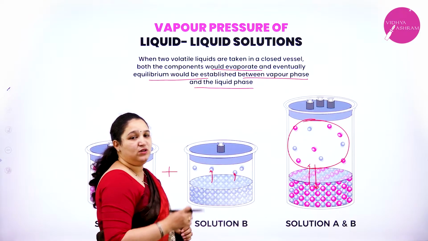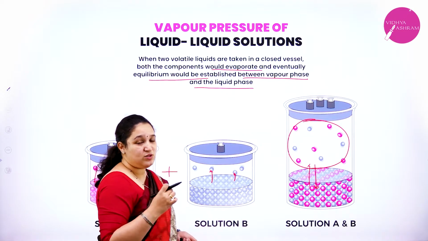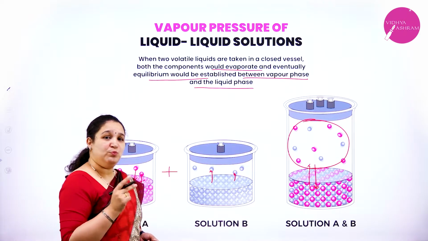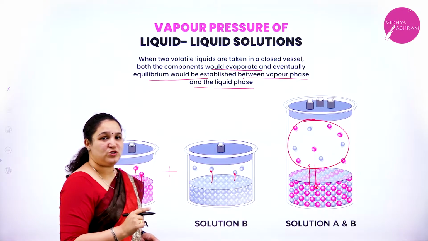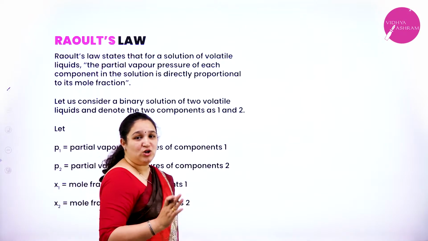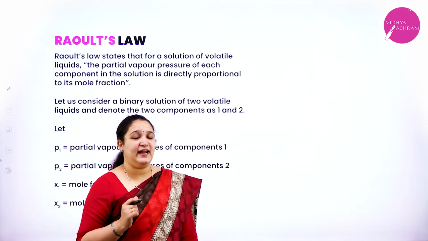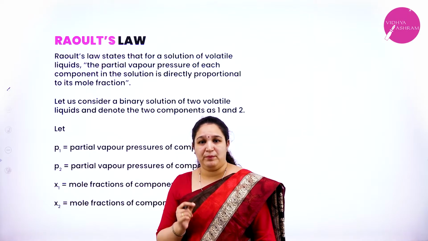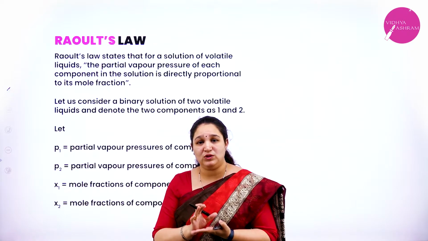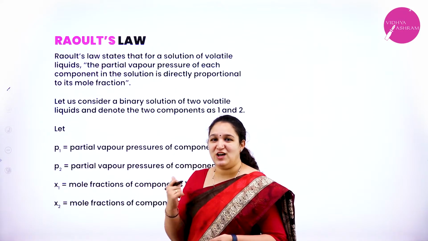That is about the vapor pressure of liquid-liquid solutions in which both the solutions are volatile. We are considering both the components of this solution to be volatile. Going further, we will be learning about Raoult's law. French chemist F.M. Raoult in 1886 gave a relation between partial pressure of the components in the vapor phase to the mole fraction of the components in the solution phase, which we call Raoult's law.